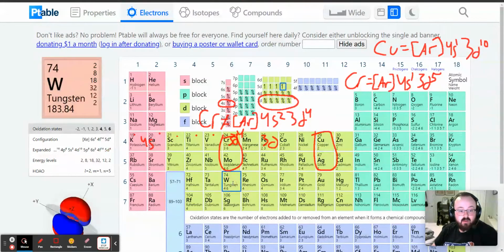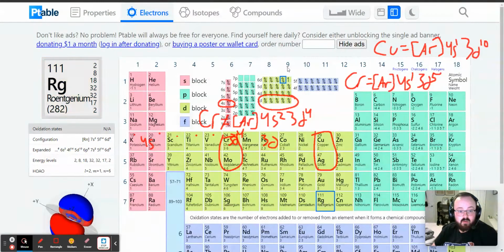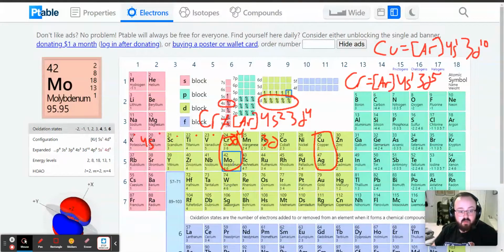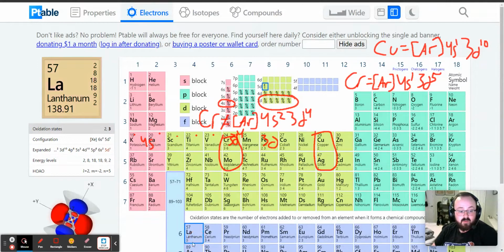Tungsten actually gets really wacky, where it actually goes back to the d4. Gold continues the trend. It's weird. Like this one, roentgenium. I only want you to know these 4 elements. That's all I'm going to ask of you. I won't expect you to do gold. I won't expect you to do tungsten. But molybdenum here follows this rule. Same with silver. Those are the only 4 elements I would expect you to identify as having a weird or messed up electron configuration. There's actually a whole bunch of them, especially when you get onto this f block here. I mean, this one starts with the d. We're not getting there, okay?